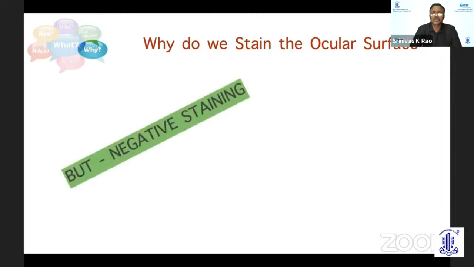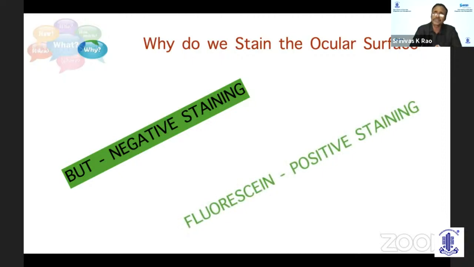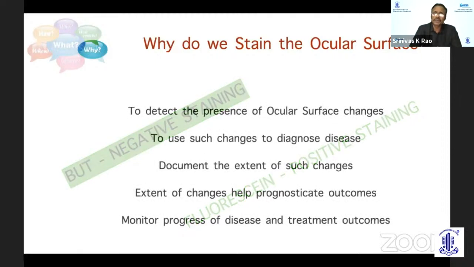We just heard about the use of fluorescein staining, the negative part of it, from Professor Yokoi. So we use the fluorescein, and based on where it does not stain, we try and understand the impact on the ocular surface. I'm going to be talking about the positive fluorescein staining. So what do we do when we actually see fluorescein staining the ocular surface, and how do we assess its impact?